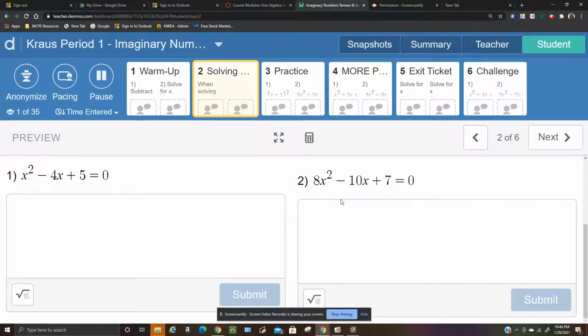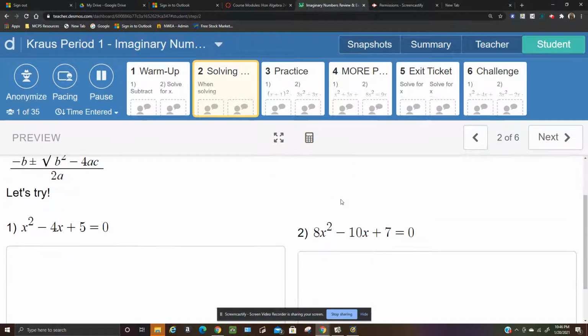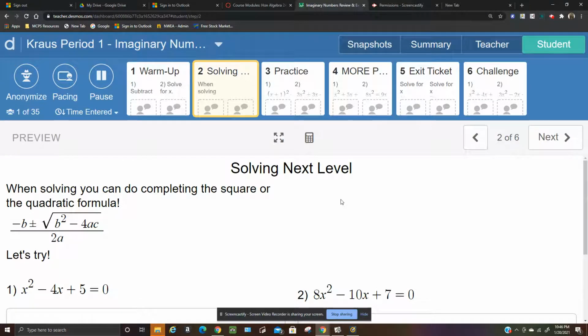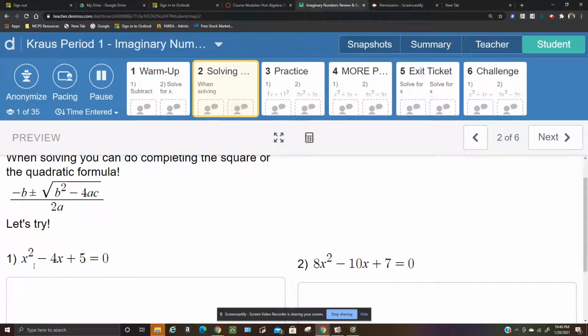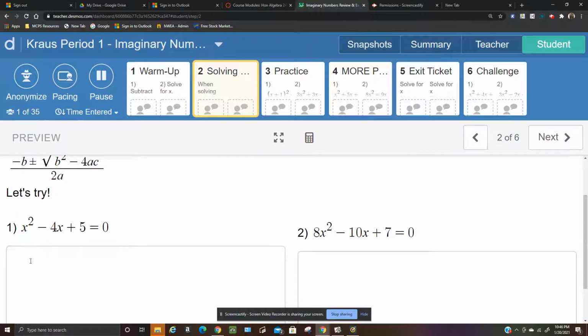Slide 2. It says you can do completing the square if this is a 1. That's the only way he taught you. In this one, I'm going to use the quadratic formula.